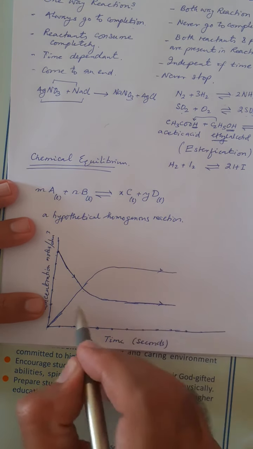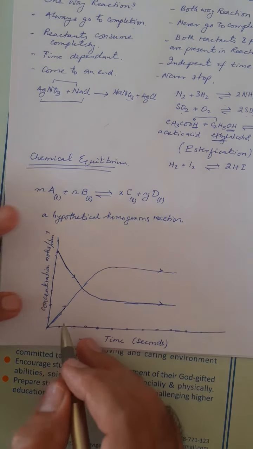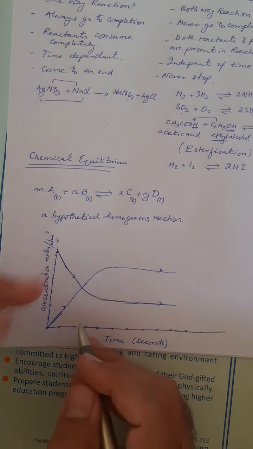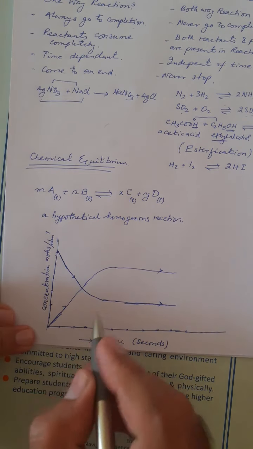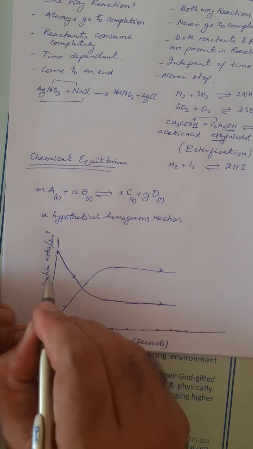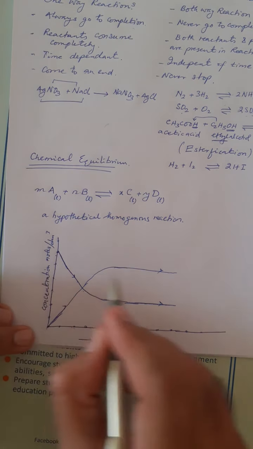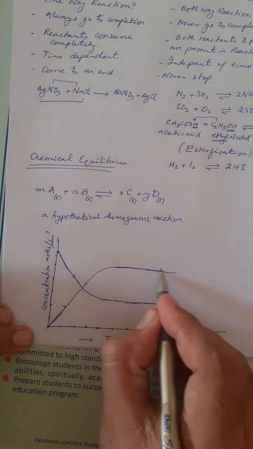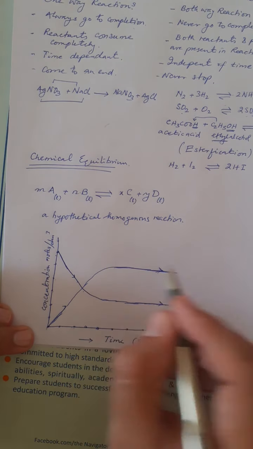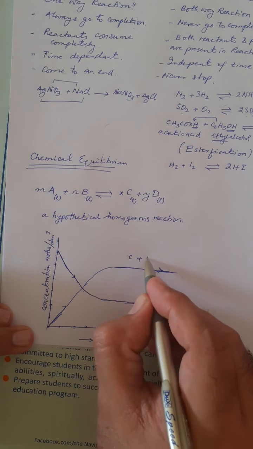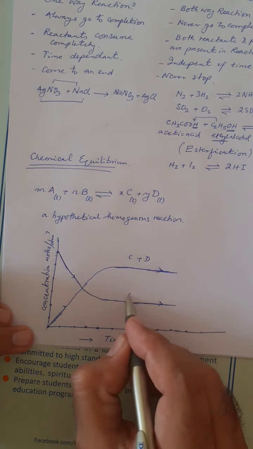Likewise, you can see the CD first increased, they continue to increase, but after the 20th second, they are also constant. Let's say they are 110, this is like 100. Now they are constant at 100 and there is no change in the concentration of CD. This is the concentration of the products. This is the concentration of the reactant.